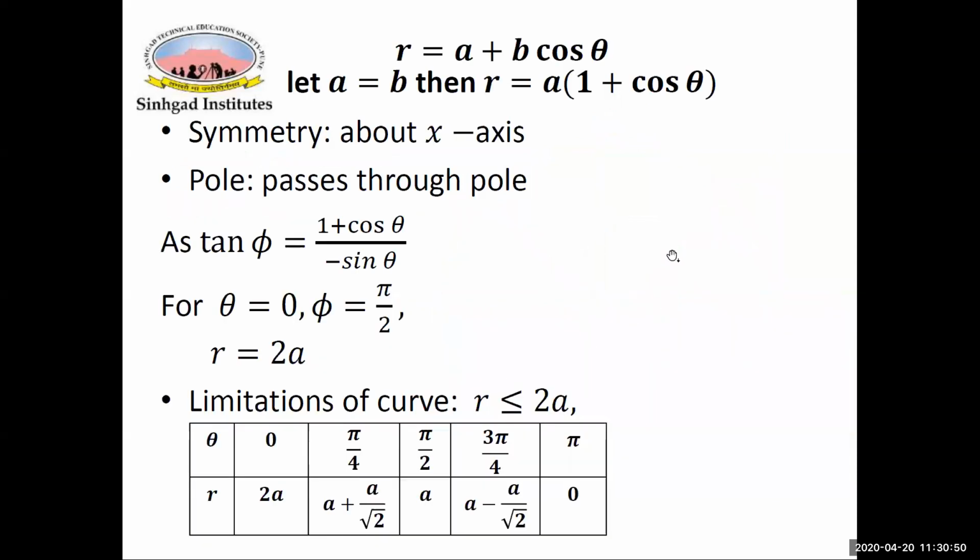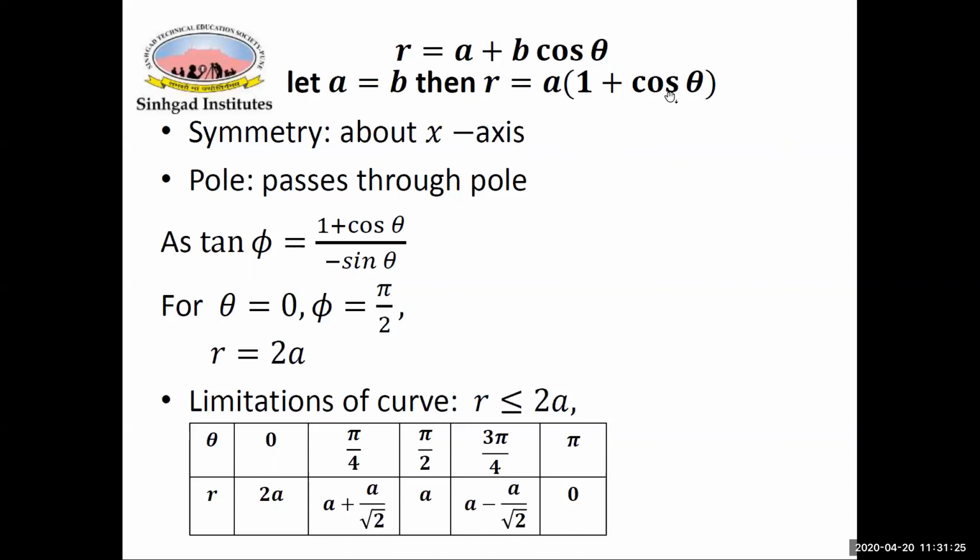Now, third case, when a and b are both the same. If we put a equal to b, our curve becomes r is equal to a times (1 + cos theta). The first point is to check its symmetry. Again, replace theta by minus theta. The equation remains unchanged, so it is symmetric about the x-axis. It will not be symmetric about the y-axis because for r by minus r, the sign is changing.